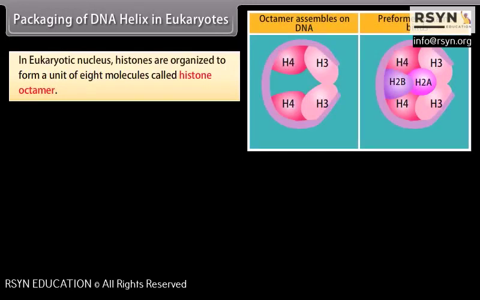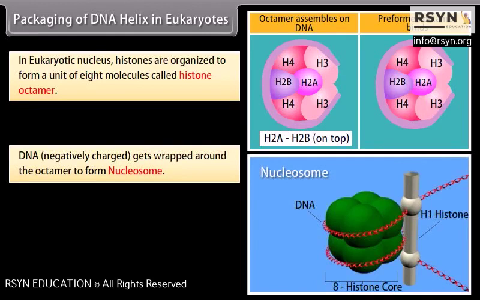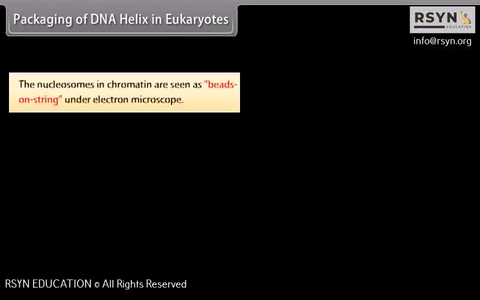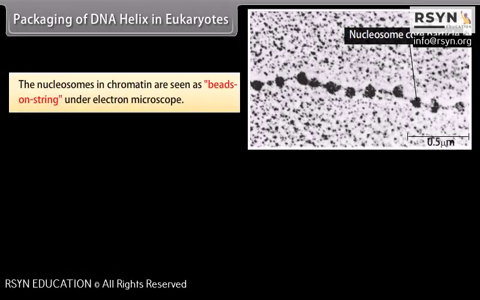histones are organized to form a unit of 8 molecules called histone octamer. Negatively charged DNA gets wrapped around the octamer to form a nucleosome. Repeating units of nucleosomes form thread-like structures in the nucleus called chromatin. The nucleosomes in chromatin are seen as beads on a string under the electron microscope.